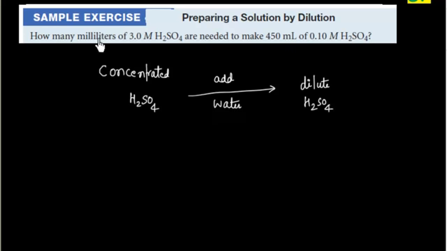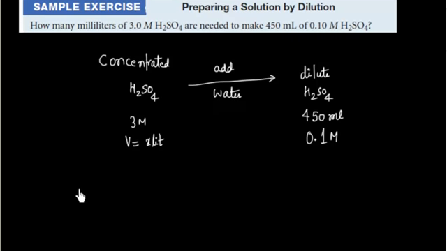Now the question says, how many milliliters of 3 M H2SO4 are needed to make 450 ml of 0.1 M H2SO4. So finally we have to prepare 450 ml of H2SO4 and the concentration is 0.1 M. Initially we have 3 M H2SO4, and what is the volume? Let us say the volume we have to take is X liter.